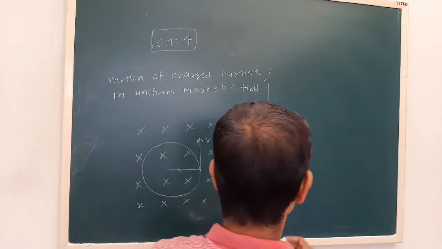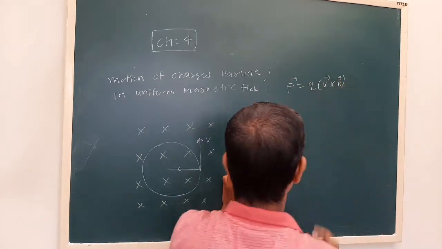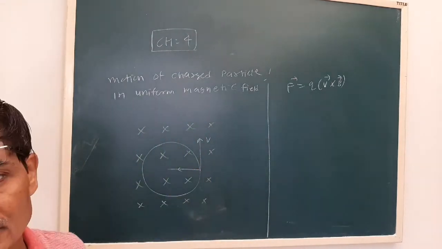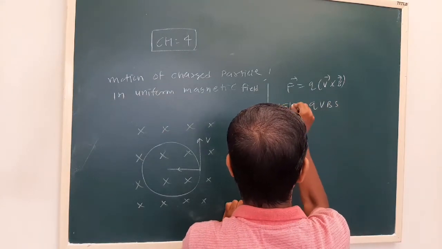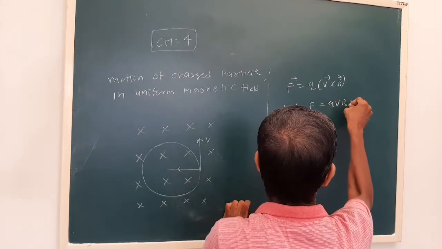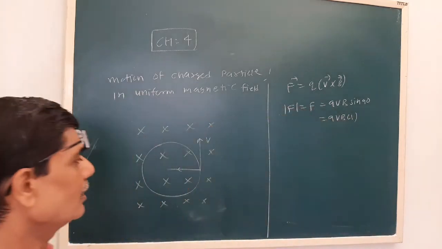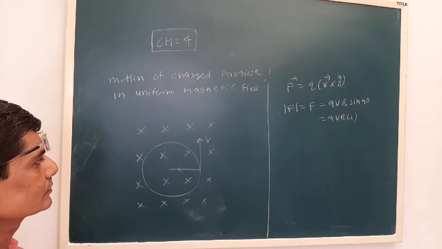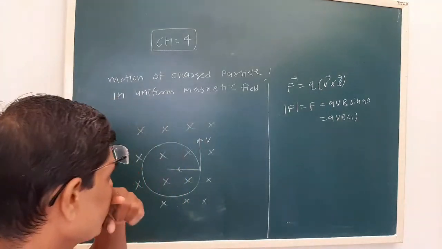What is the formula we have studied? F is equal to Q V cross B. Now if the charged particle is perpendicular to the magnetic field, we have seen the force is maximum. So in that case, F is QVB sin 90, which is 1. Now it is observed that when a charged particle moves normal to the magnetic field, it will perform uniform circular motion.